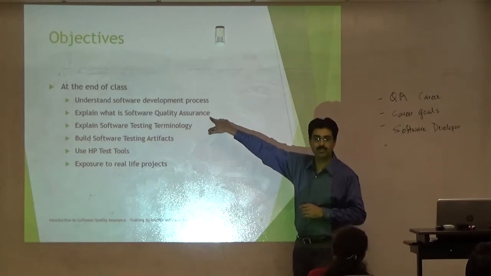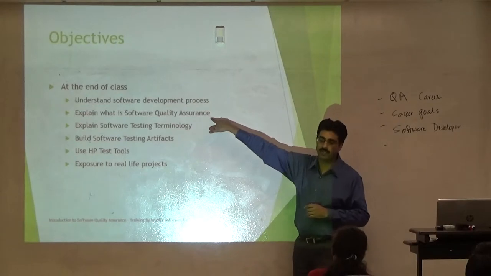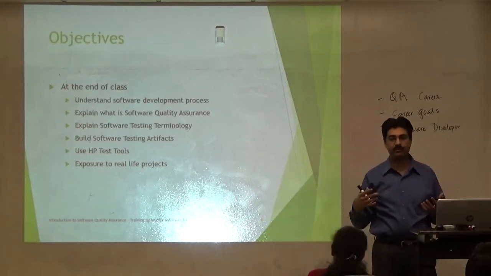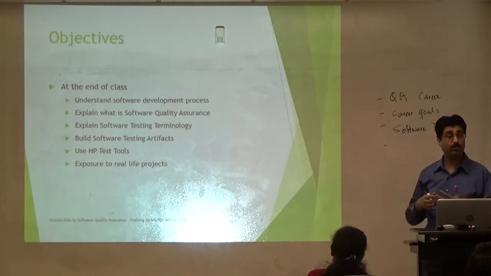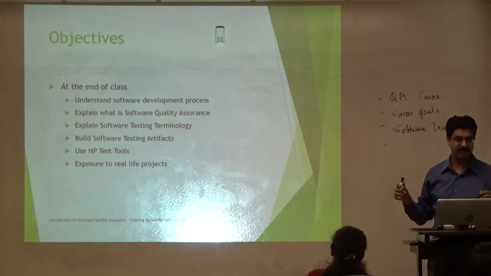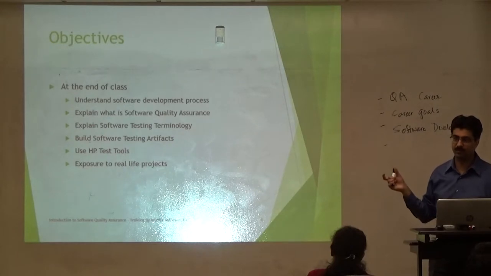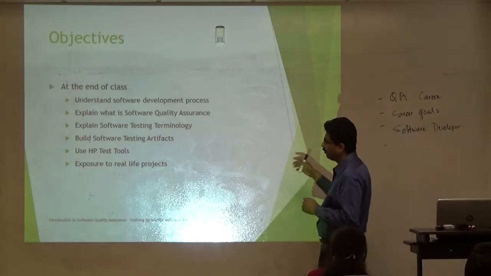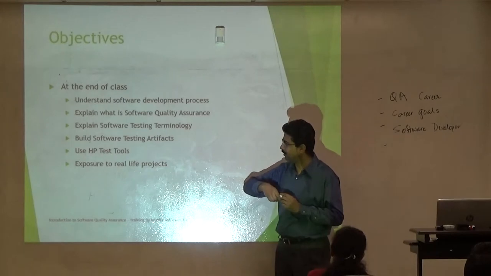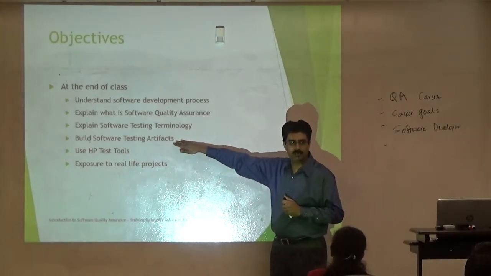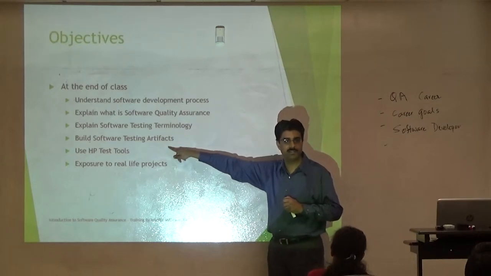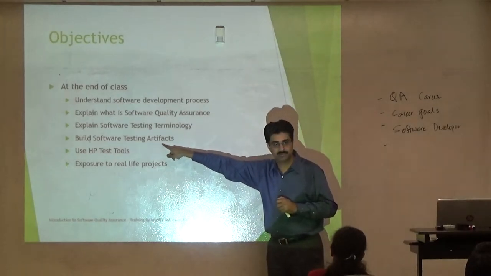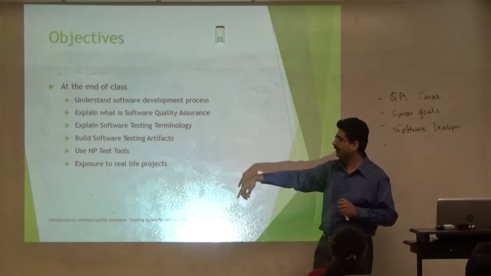We're looking at making sure you understand, if somebody says software quality assurance, what does it mean? A lot of people relate software quality assurance to testing. You will learn it's much more than just testing. Testing is one small piece of overall software quality assurance. We'll talk about various testing terminology. Also, in order for quality assurance, there are certain testing artifacts that you need to create. What are those? What other artifacts do you need to know?